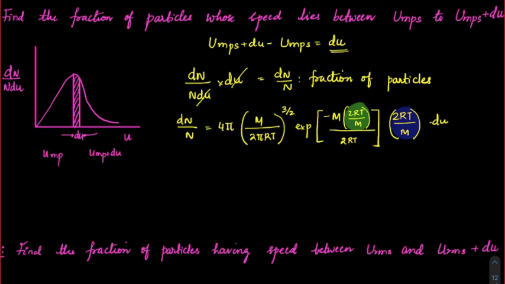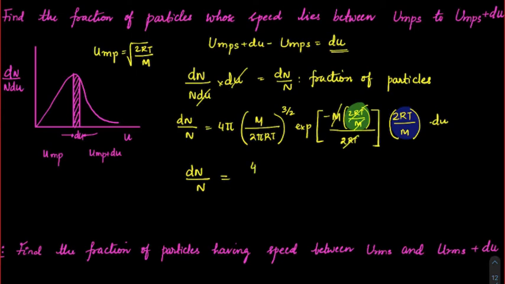So that u square, if you substitute as 2 rt by m, because most probable speed u most probable speed is actually under root of 2 rt by m. So we have just substituted that there. After substituting, what would you get, beta? You will get this as dn by n is equal to, now if you see, this 2rt gets cancelled, so that would just be e raised to power of minus 1.